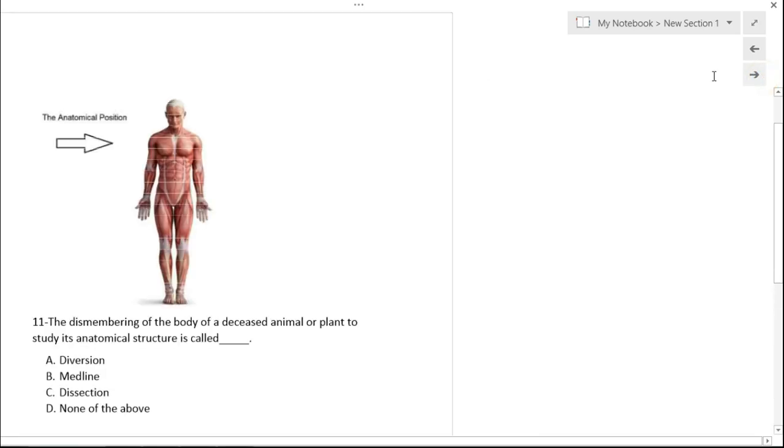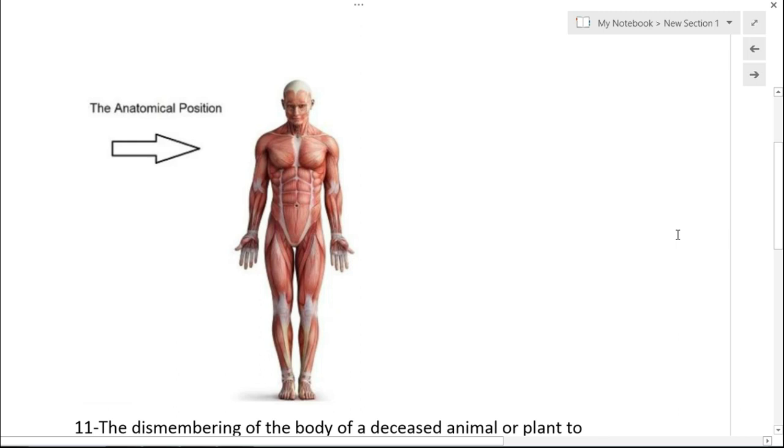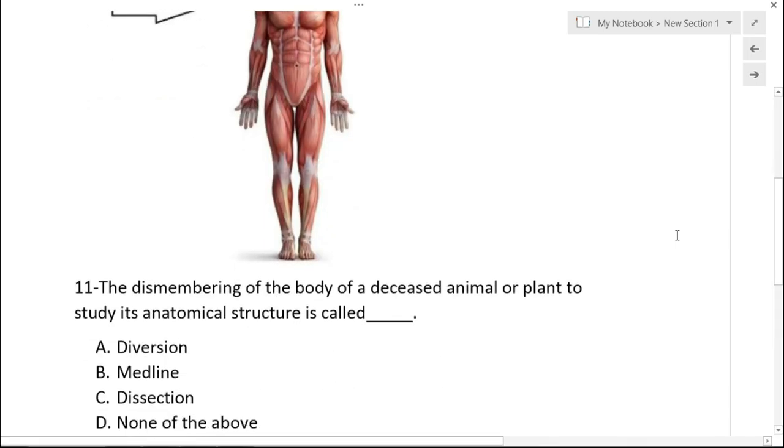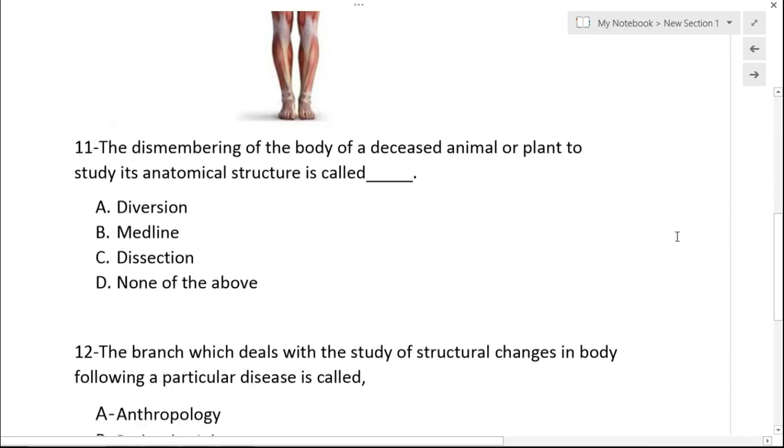Question 10 answer is B. Next question, question number 11. So here is the anatomical position. In this picture you can see the anatomical position. What do you mean by anatomical position? Okay, next question, question number 11.